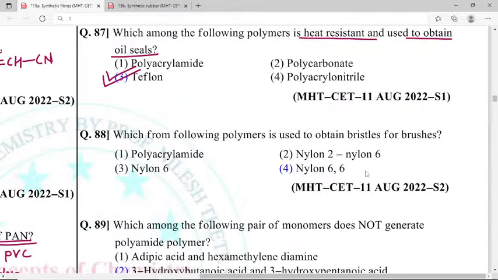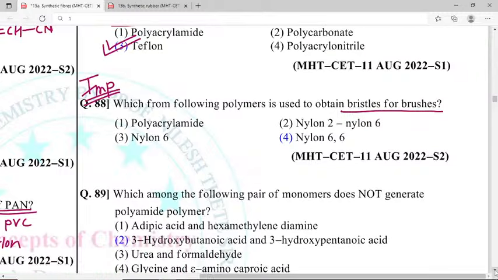Which from the following polymers is used to obtain the bristles of brushes? All questions are important for your 2026 exam, because all questions are based on knowledge, certain applications, some uses. So nylon 6,6 is the answer. Nylon 6,6 is used to obtain the bristles for brushes.